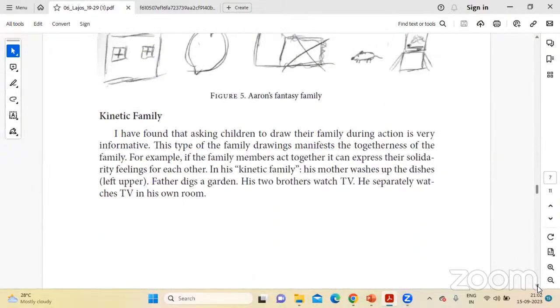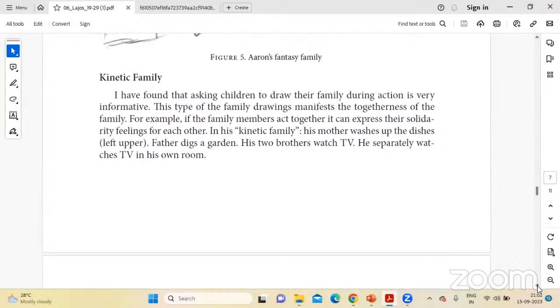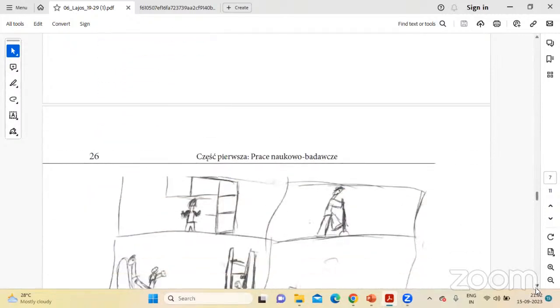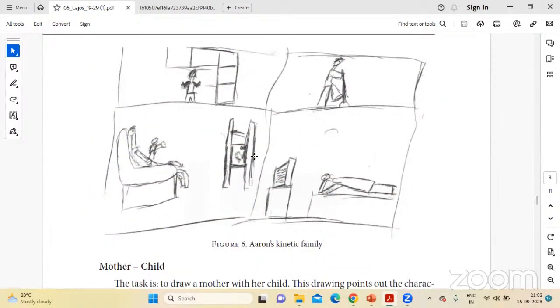Then the kinetic family. The researcher reports that asking children to draw their family in action is very informative. This type of family drawing manifests the togetherness of the family. For example, if the family members act together, it can express their solidarity feelings for each other. In his kinetic family, the mother of the child washes up the dishes, the father digs a garden, the two brothers watch TV, and he separately watches TV in his own room. That's the kinetic family drawing.